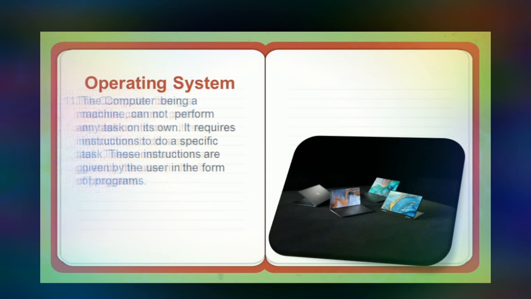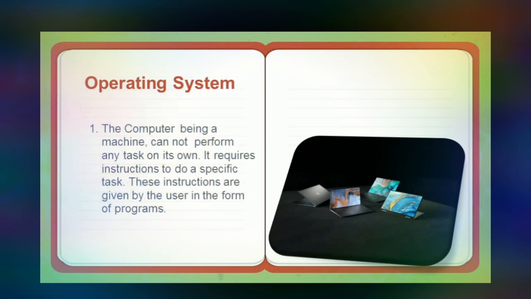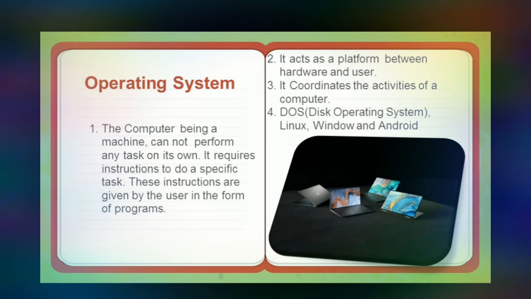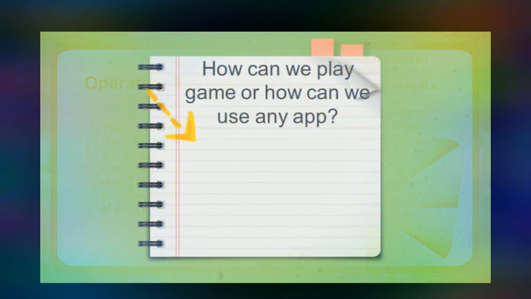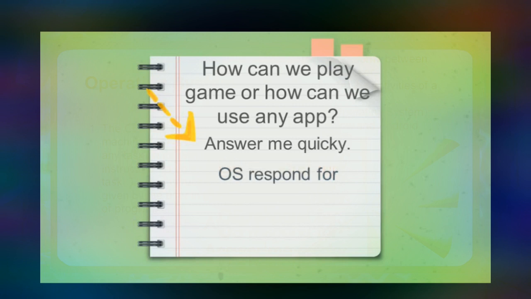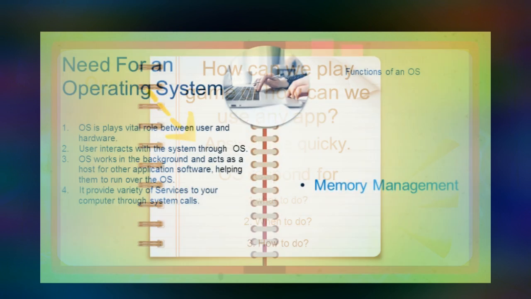Now operating system. The computer being a machine cannot perform any task on its own. It requires instructions to do specific tasks. These instructions are given by the user in the form of programs. It acts as a platform between hardware and user. It coordinates the activities of the computer. Disk operating system is one of the examples of operating system. Now how can we play a game or how can we use any app? Just answer me this. The operating system is responsible for the first one, what to do, second one, when to do, and third one, how to do.